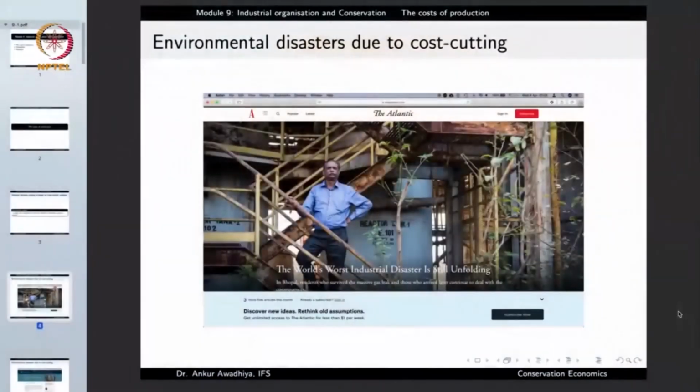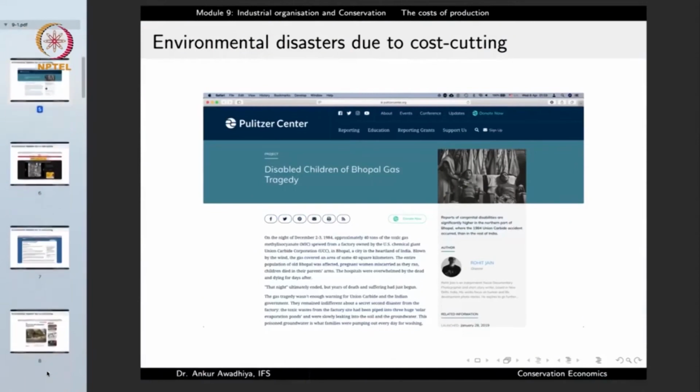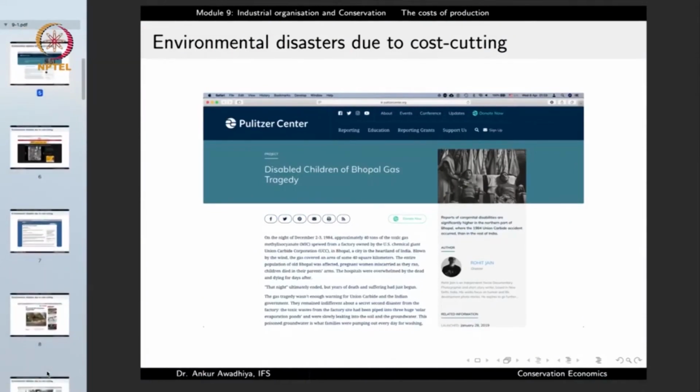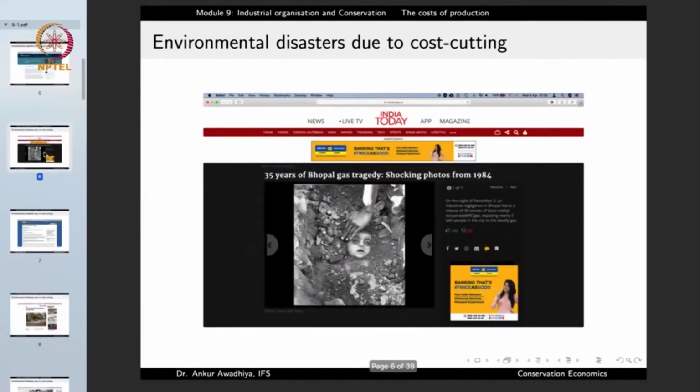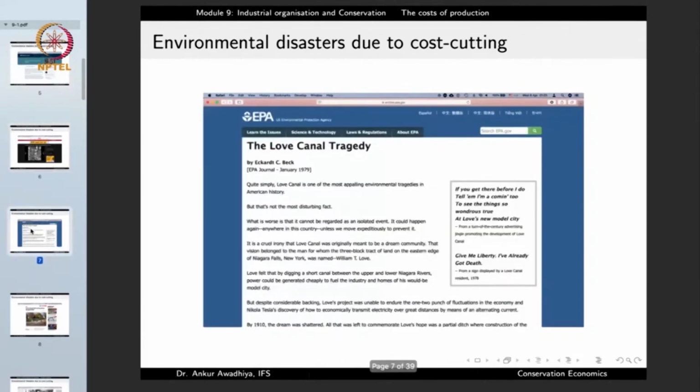The gas got leaked in 1984. So, this is one environmental disaster that can be linked to cost cutting. And the tragedy still continues. There are a number of disabled people in Bhopal because of this. And this was heavily documented.